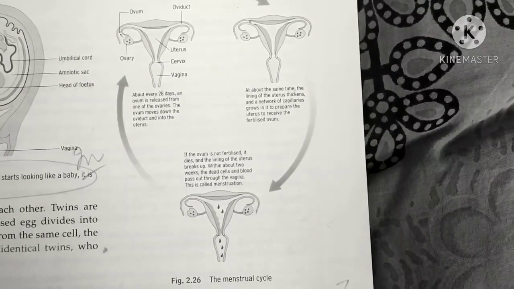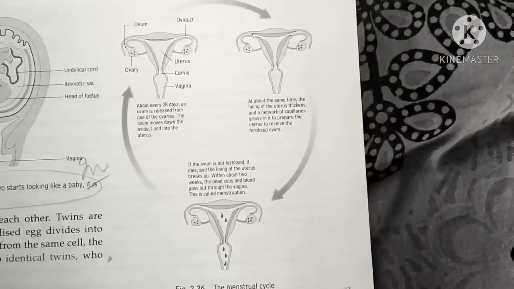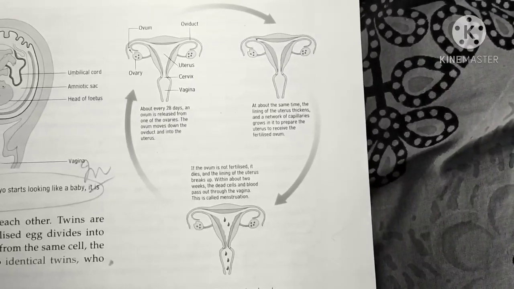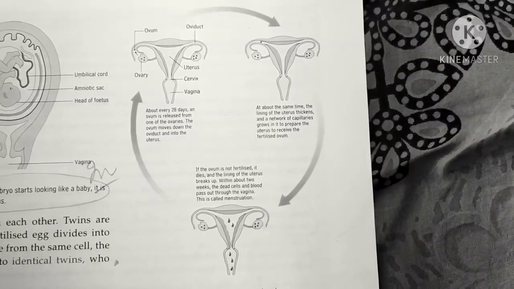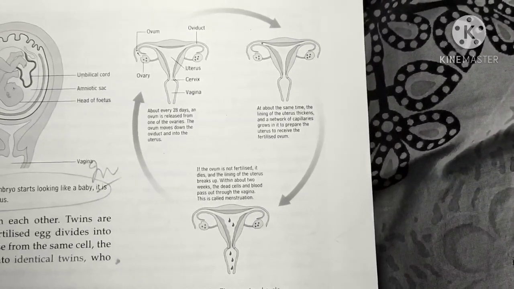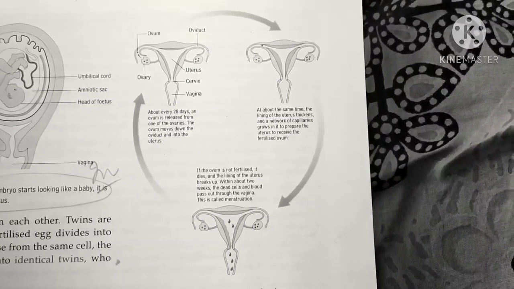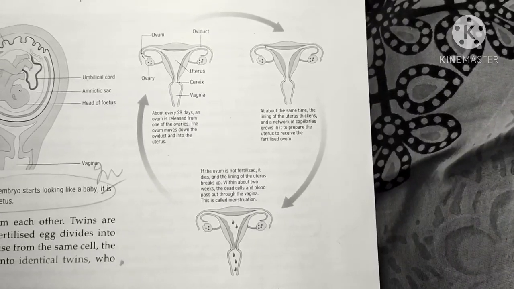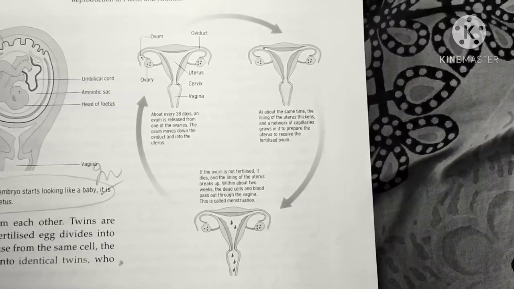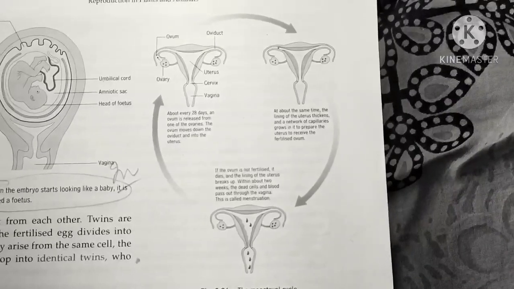The next topic is the menstrual cycle. The ovaries usually release an ovum into the fallopian tubes once in 28 days. About every 28 days, an ovum is released from one of the ovaries. The ovum moves down the oviduct and into the uterus. At about the same time, the lining of the uterus thickens and a network of capillaries grows in it to prepare the uterus to receive the fertilized ovum.